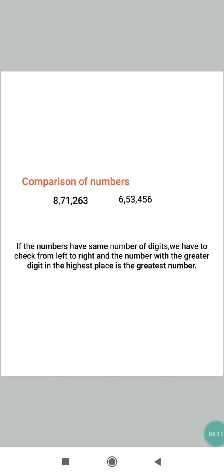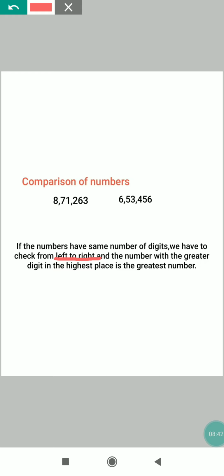When the numbers have the same number of digits, what we have to do in that case is go through the place value. We have to start comparing the numbers from the left side to the right side, and in this question it is also mentioned to compare from left to right. It is written here, you can go through this.